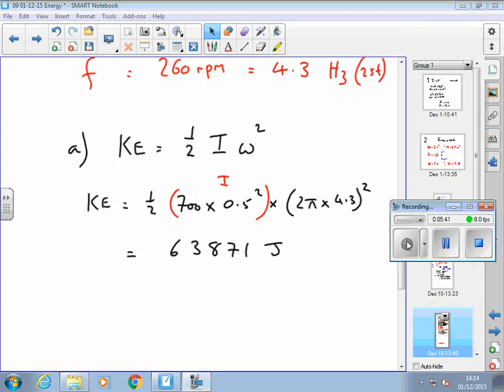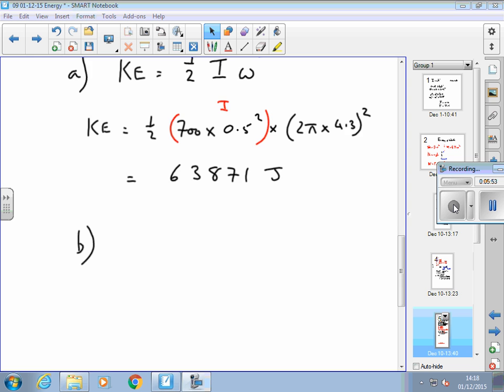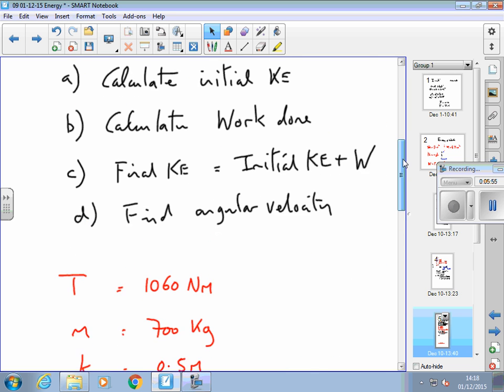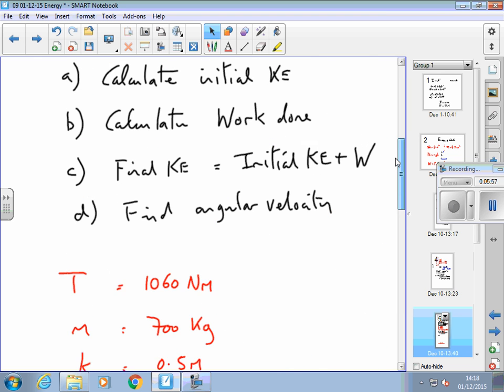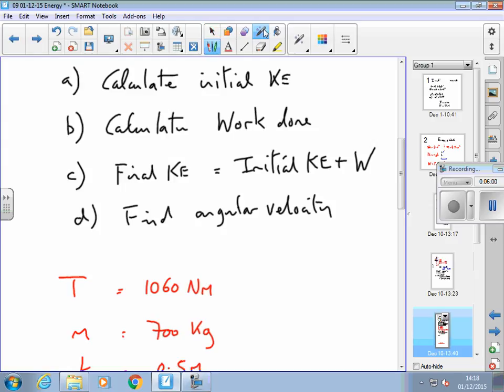That gives us about 63,871 joules. Leave it in joules because we're going to use this value later in the calculation rather than convert to kilojoules. So now for part B, we need to calculate the work done in our process. Calculate the work done during this working cycle.